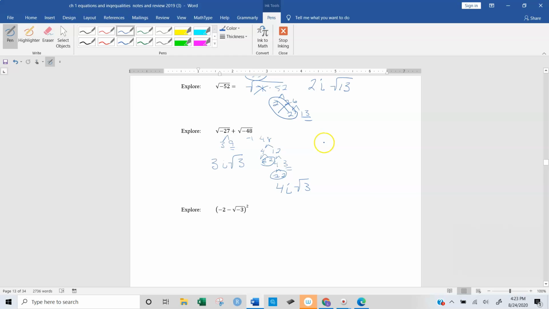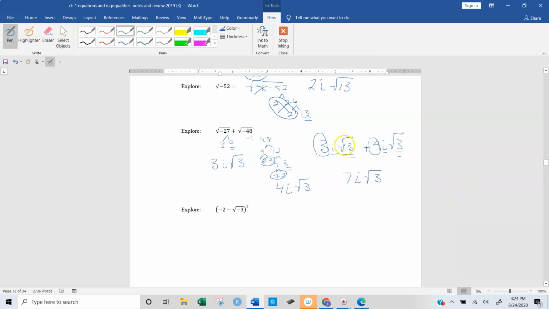So far, I'm going to rewrite it over here. We have 3i square root of 3 plus 4i square root of 3. They are both imaginary. They're both square roots of 3. So since that holds, I can add these. We can take the 3 and add it to the 4 and say, I have 7i square root of 3.